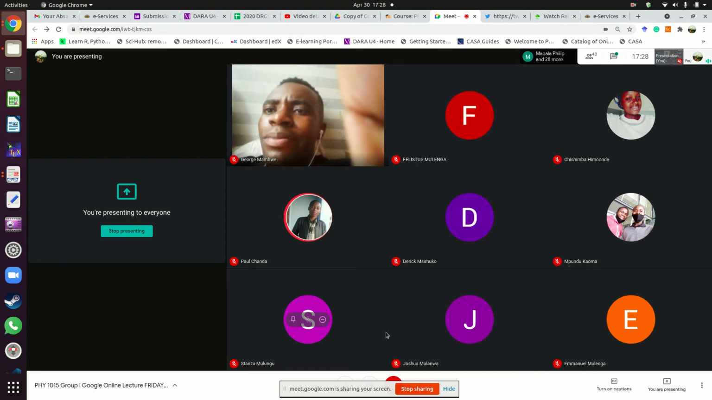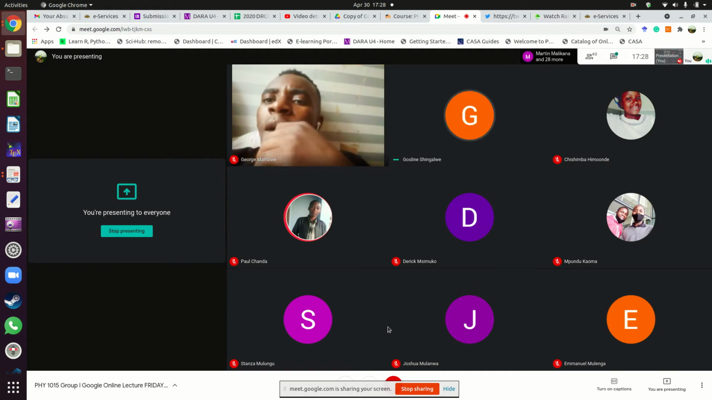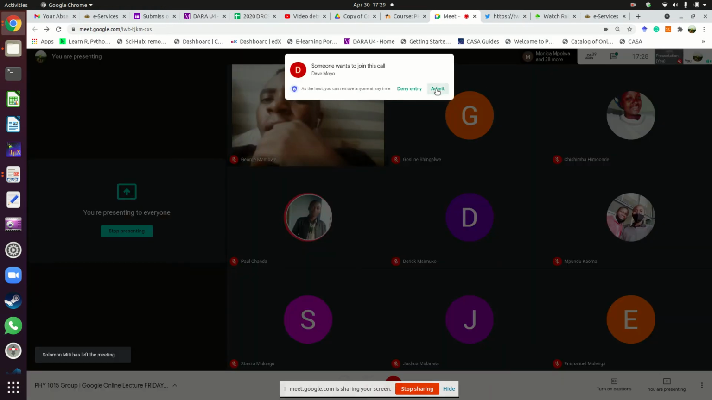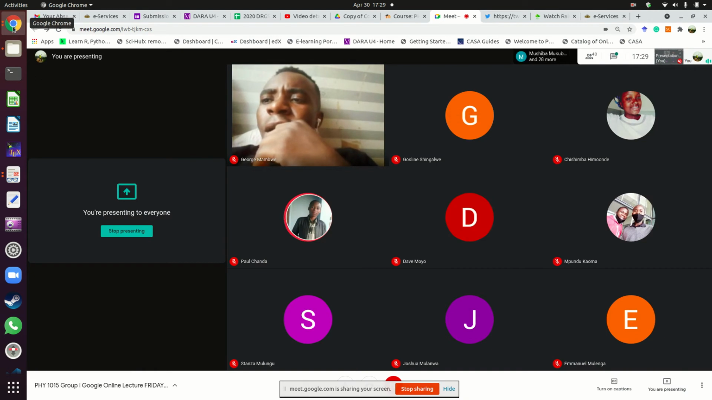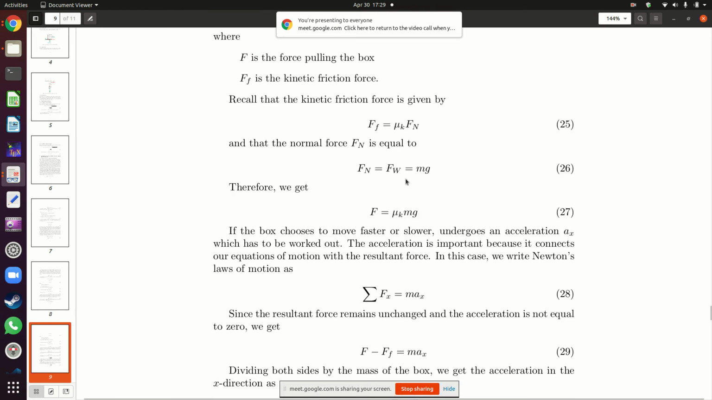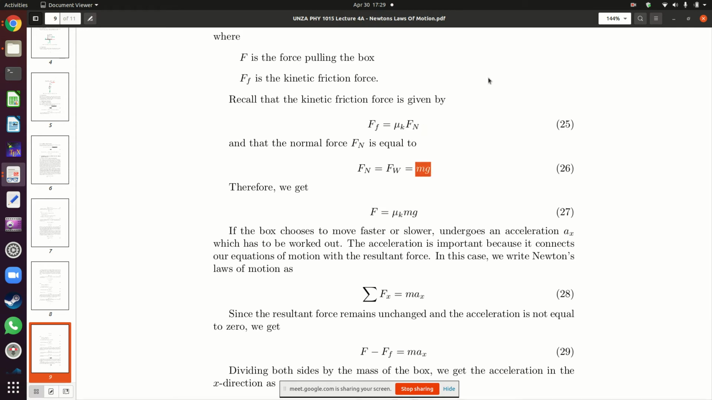How can it have friction when it's not moving? Friction depends on what kind of floor you have, and it also depends on the mass of that particular object, right? So friction depends on mass. It depends on the weight of the object. So as long as an object has got mass, that particular object has got weight. It depends on this guy, the normal force. This normal force is equal to this. So friction is a function of the weight of an object.